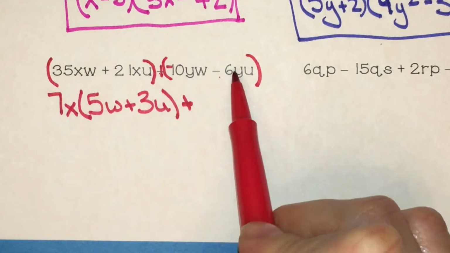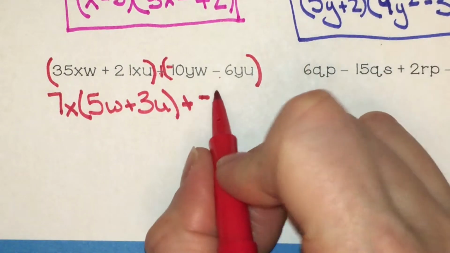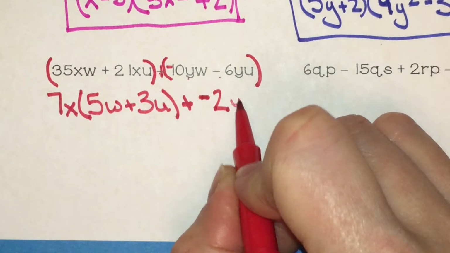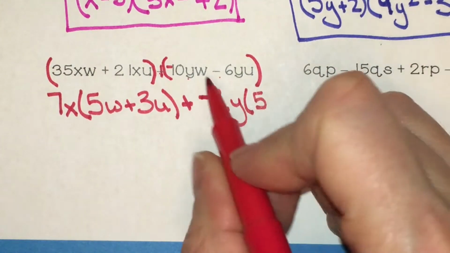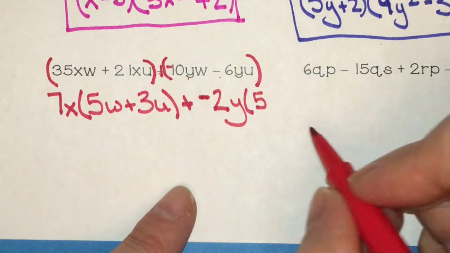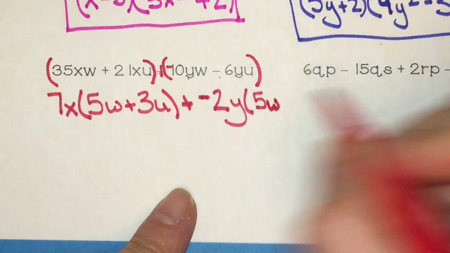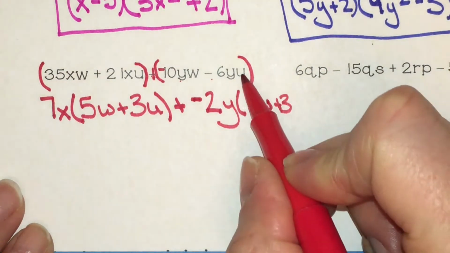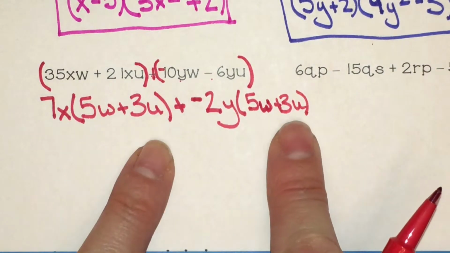Well, again, we have two negative values, a negative and a minus. So I know I have to factor out a negative. Well, 10 and 6 are both divisible by 2, and both of these terms have a y. So I'm going to factor out negative 2y. Negative 10 divided by negative 2 is positive 5. When I factor out the y, I'm left with w. Negative 6 divided by negative 2 is positive 3. And I'm left with u when I factor out the y. And so they are the same, 5w plus 3u.